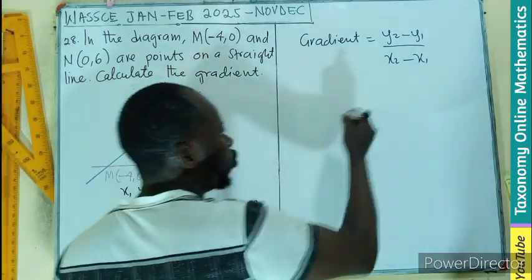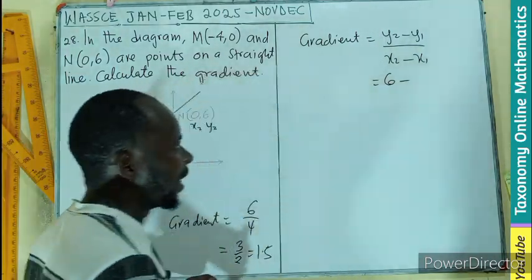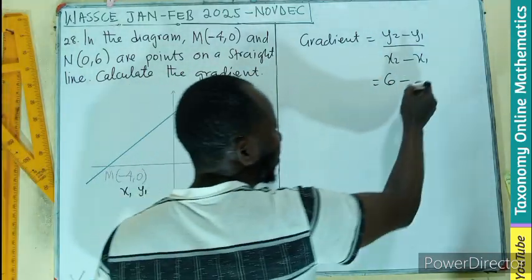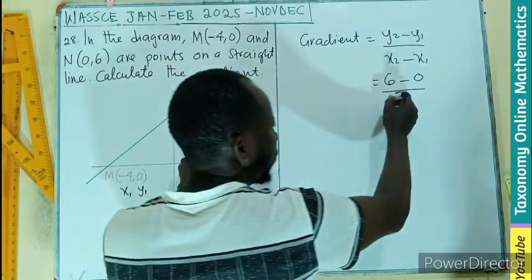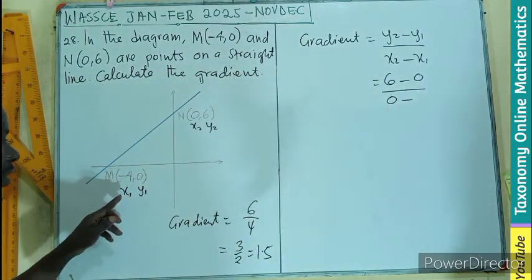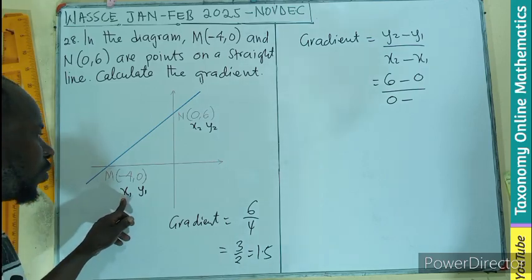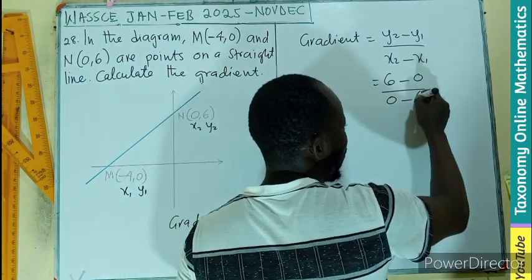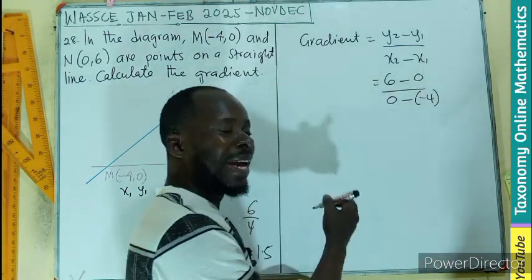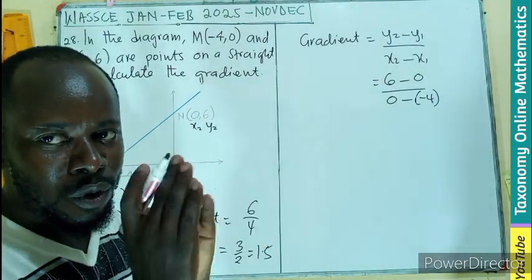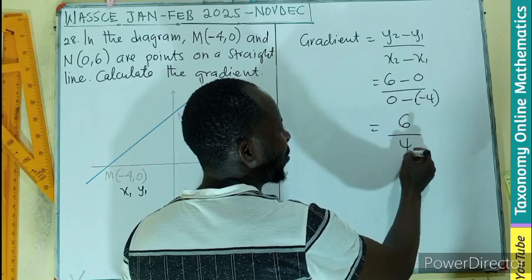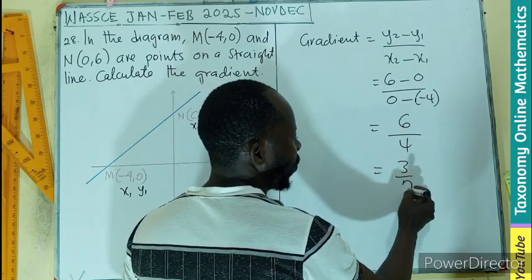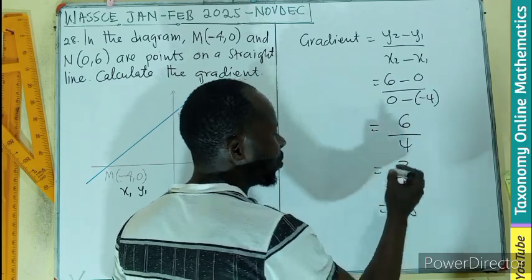6 is y2, minus y1, which in this case will be 0. Your x2 will be 0. Then your x1 is going to be what? Minus 4. Remember, negative, negative together in that form will become positive. So we'll be having 6 over 4, 3 over 2, 1.5.